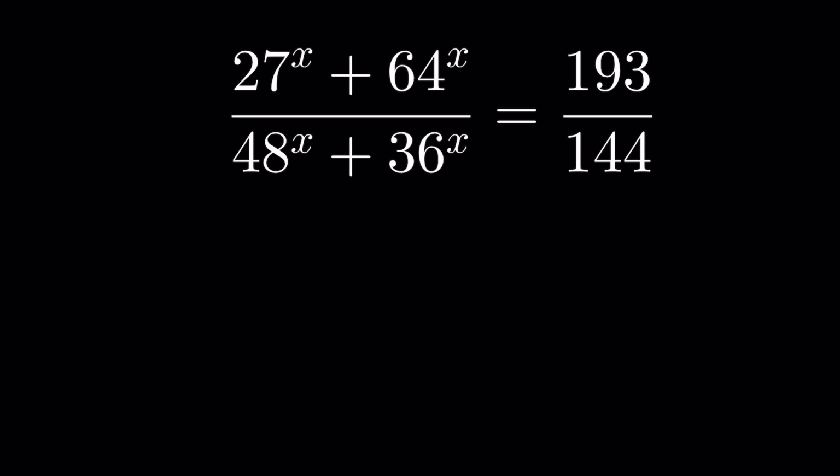27 to the power x plus 64 to the power x upon 48 to the power x plus 36 to the power x is equal to 193 upon 144. We have to find the values for x.